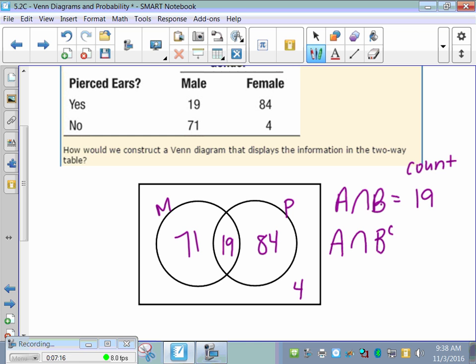Now we want A intersect B complement. So what does that mean? A is our males, and B is our pierced ears, but if it's complement, then it's not pierced ears, right? So males, not pierced ears. That would be a count of 71.